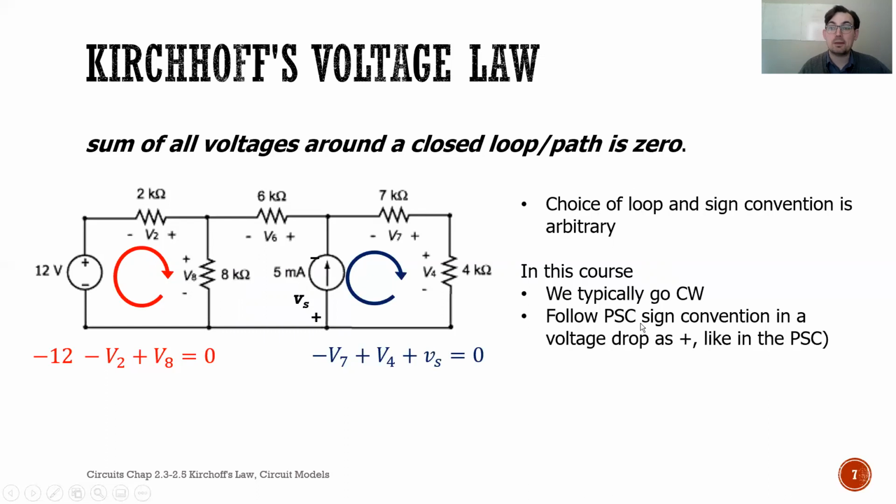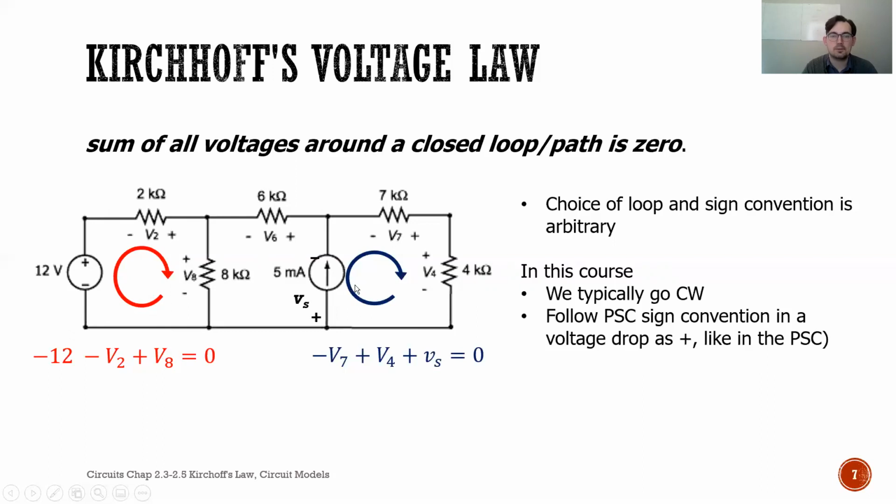And we want to follow that passive sign convention, right? We're going to assume voltage drop is positive as in the PSC. So as we go across this way, that's against voltage drop, that's going to be negative 12 volts. This is against voltage drop, that's negative V2. Going across from positive to negative is a positive voltage drop, so that's positive V8.